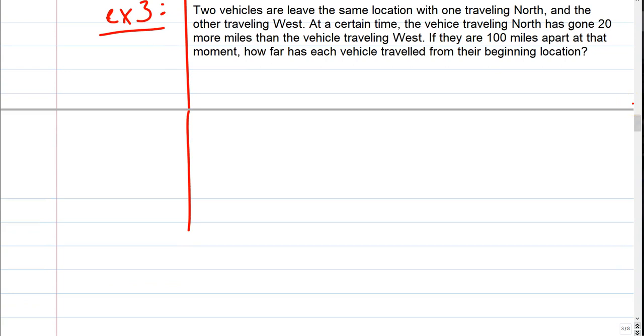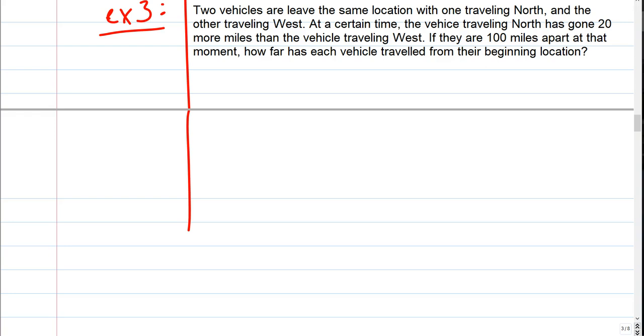Here's a word question, an application for this. We have two vehicles leaving the same location. One travels north, the other travels west. At a certain time, the vehicle traveling north has gone 20 more miles than the vehicle traveling west. If they are 100 miles apart at that moment, how far has each vehicle traveled from the beginning location?